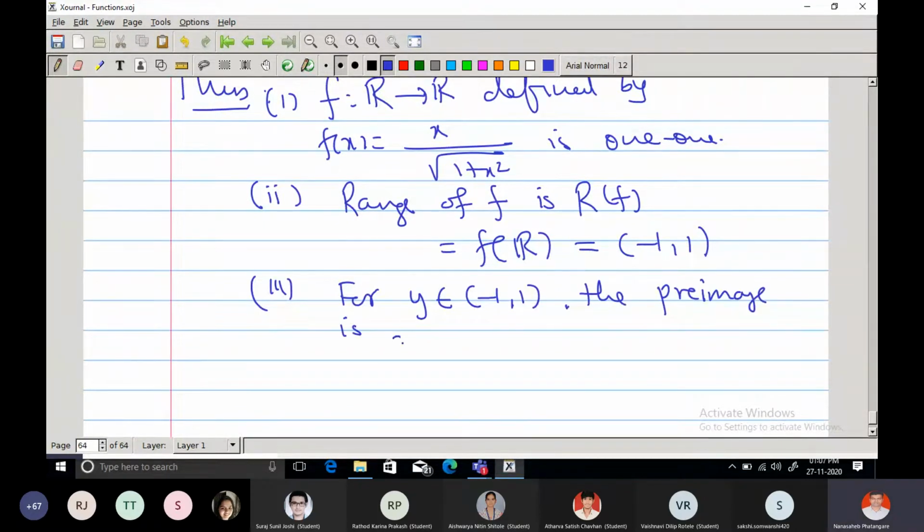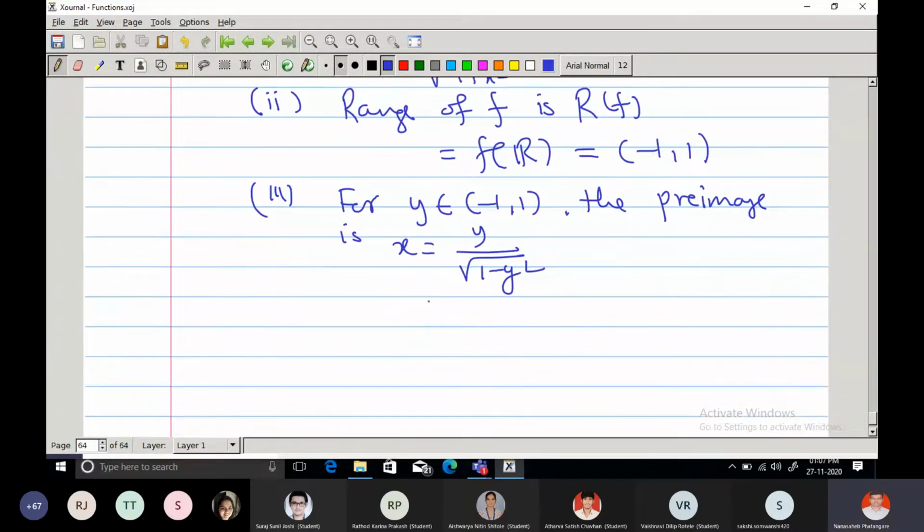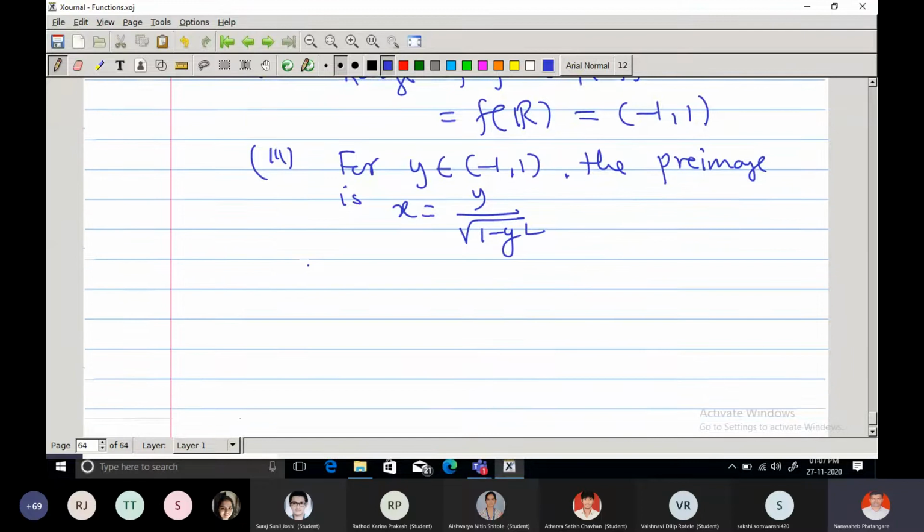Third point: for y belongs to -1 to 1, the preimage is x, which is equal to y upon square root of 1 minus y square. You select the preimage minus or plus. Once you select minus, then throughout you have to select minus. So there are two possibilities to select the preimage. That doesn't mean that x has two preimages simultaneously.